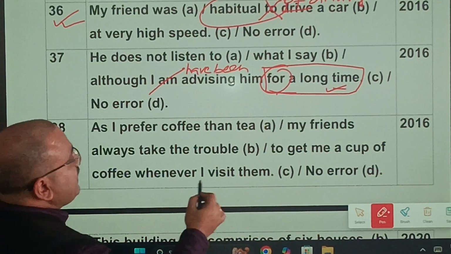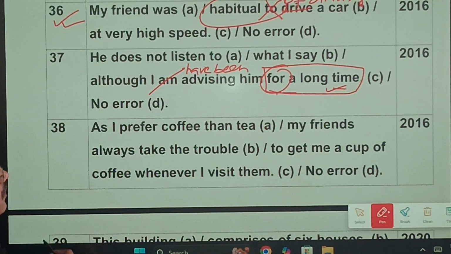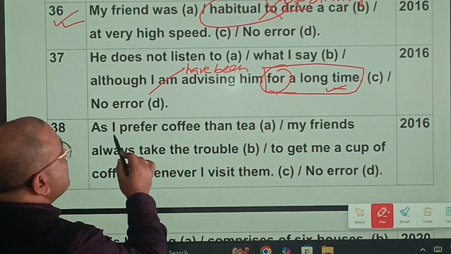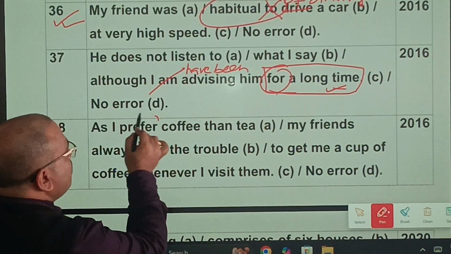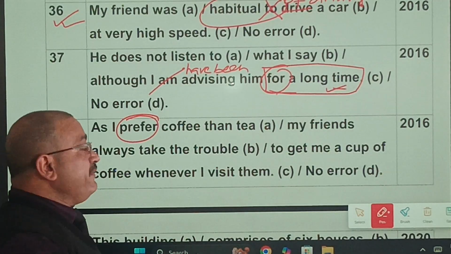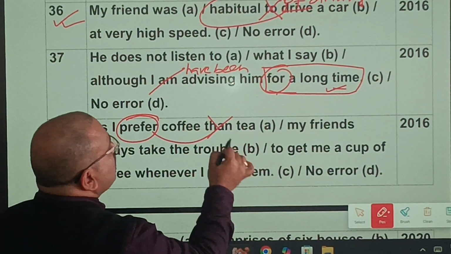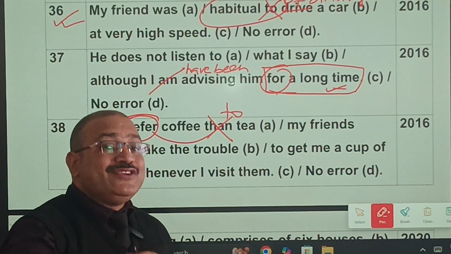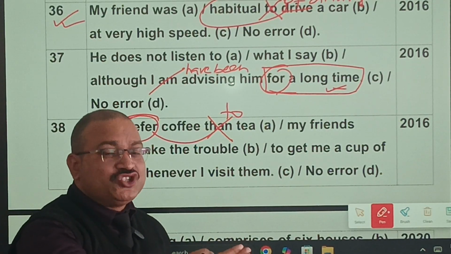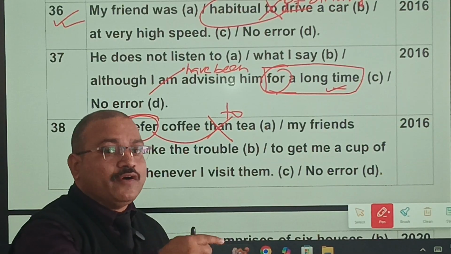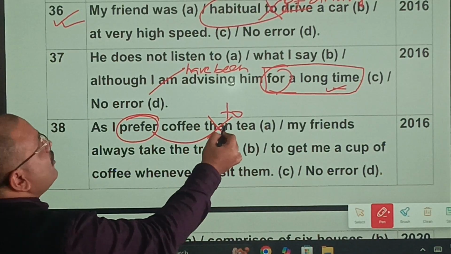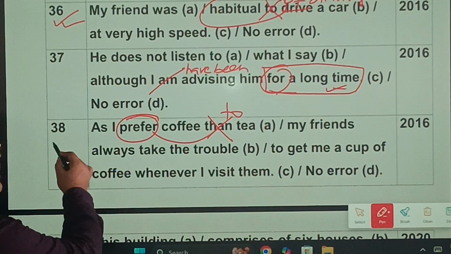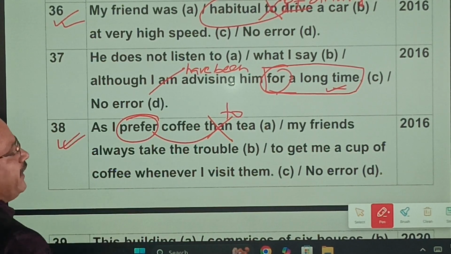My friends always take the trouble to get me a cup of coffee whenever I visit them. So as I prefer coffee than tea. Remember the rule: prefer is followed by what? To, not by than. I prefer tea to coffee. Comparison: which I like more, tea or coffee. So prefer is followed by to, not by than. So this is the error. So we have done question number 38.